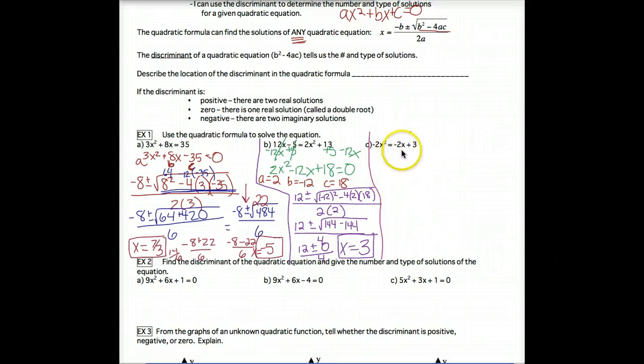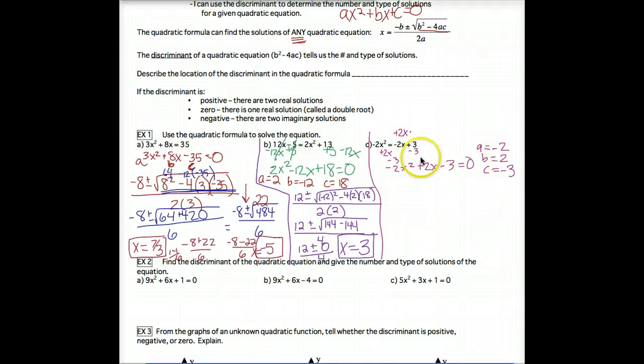So first thing you should have done is move this stuff so that it's together. So I added the 2x, subtracted the 3. So negative 2x squared plus 2x minus 3 equals 0. So that means A is negative 2, B is positive 2, C is negative 3.